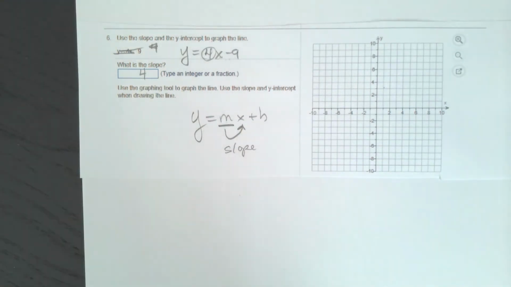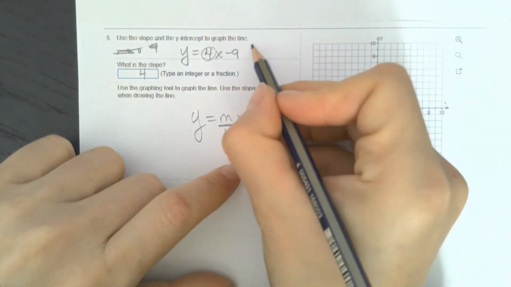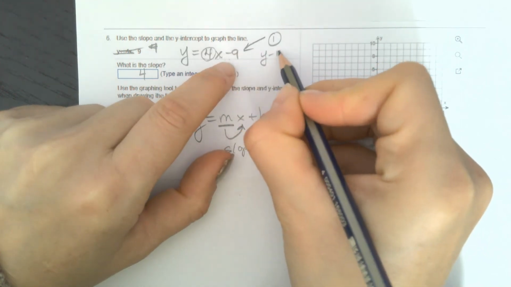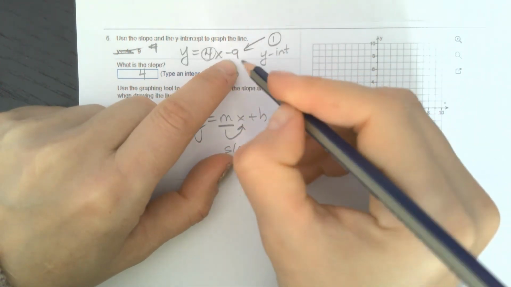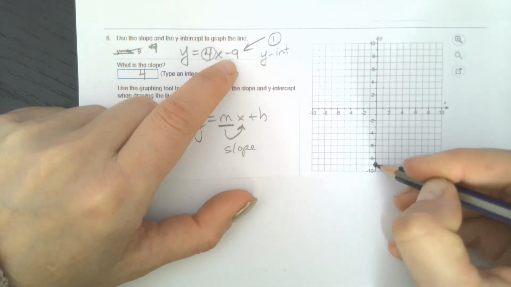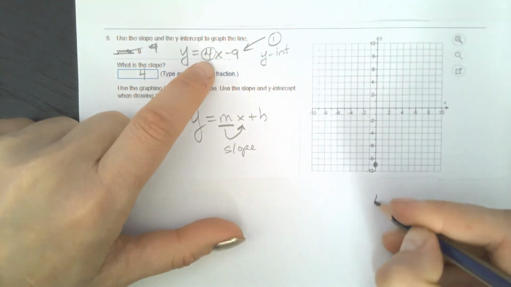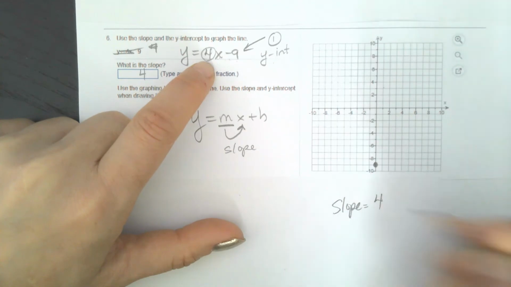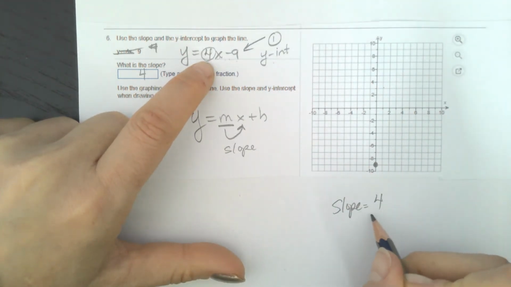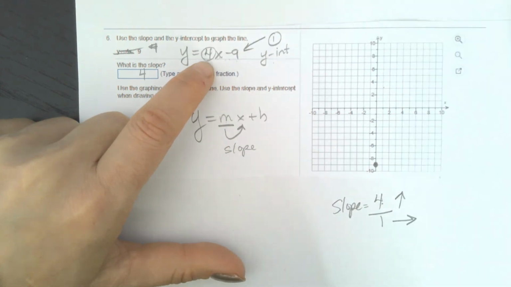Now it says graph it. Okay, so step 1 is we put a point at -9 because that's my y-intercept. So it intercepts the y-axis at -9. So there's -9. Now my slope is 4. But whenever it's not a fraction like 4, we need to turn it into a fraction. So I just go over 1. So this means go up 4 and right 1.